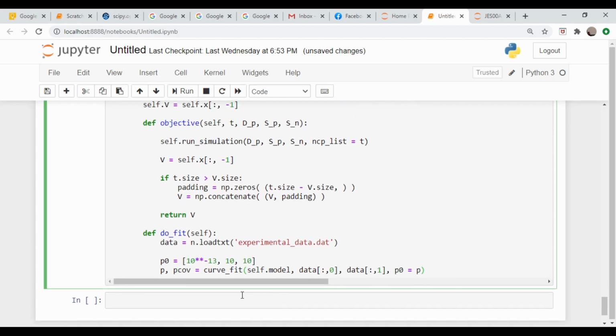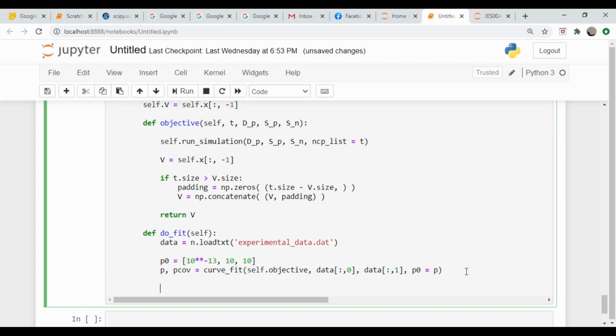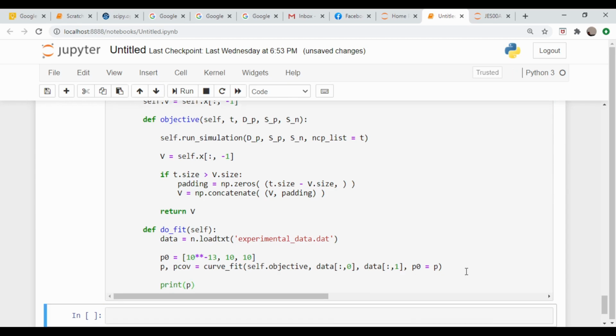So here we are. Here's our solution, our optimized parameters. I also have it output the covariance. Curve fit, our function is objective. Data, the x data, our time steps, our experimental time steps, our experimental voltages, and our initial guesses. So just to see if this works, I'm going to print p, and eventually I'll return it, but let's just test this now.